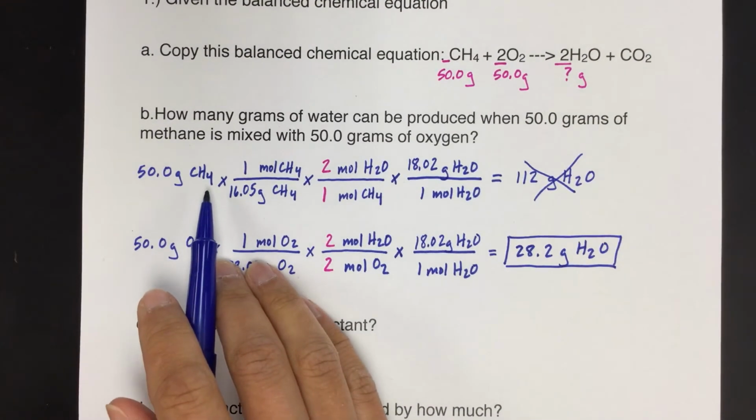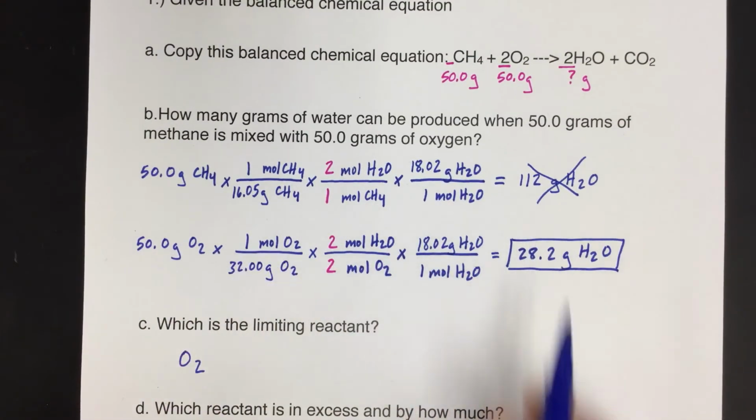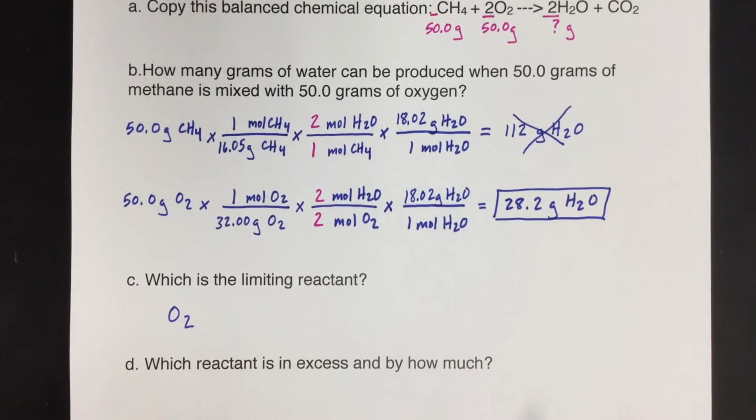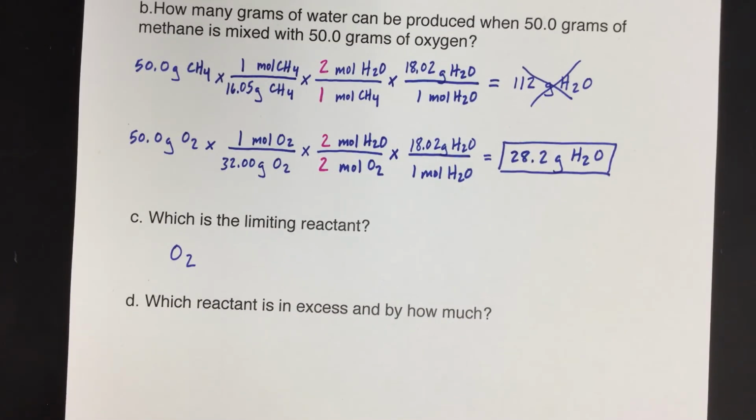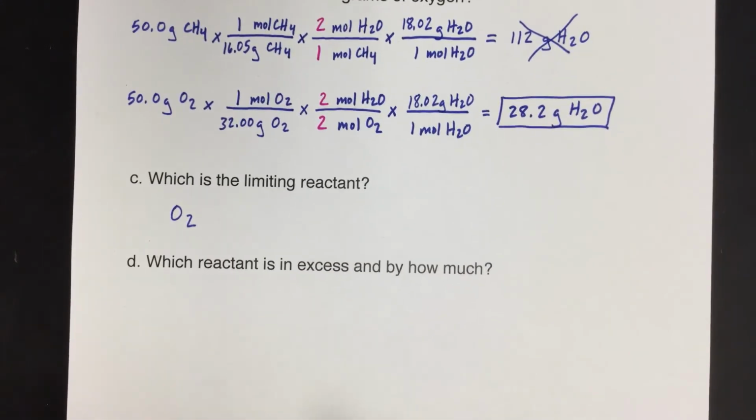Methane, you had some left over. You could have made more water. And that ties into the last question, which reactant is in excess and by how much? So methane is in excess, and what we need to do for this last part of the problem is figure out how much excess methane we had.